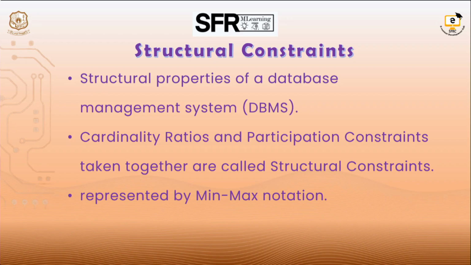The structural constraints are represented by min-max notation. This is a pair of numbers m, n that appear on the connecting line between the entities and their relationships. The minimum number of times an entity can appear in a relationship is represented by m, whereas the maximum number of times it can appear is denoted by n. If m is 0, it signifies that the entity is participating in the relation partially, whereas if m is greater than or equal to 1, it denotes total participation of the entity.